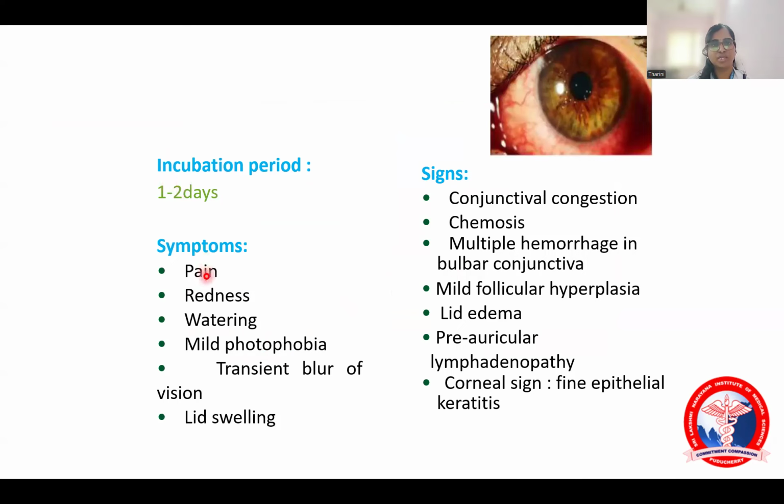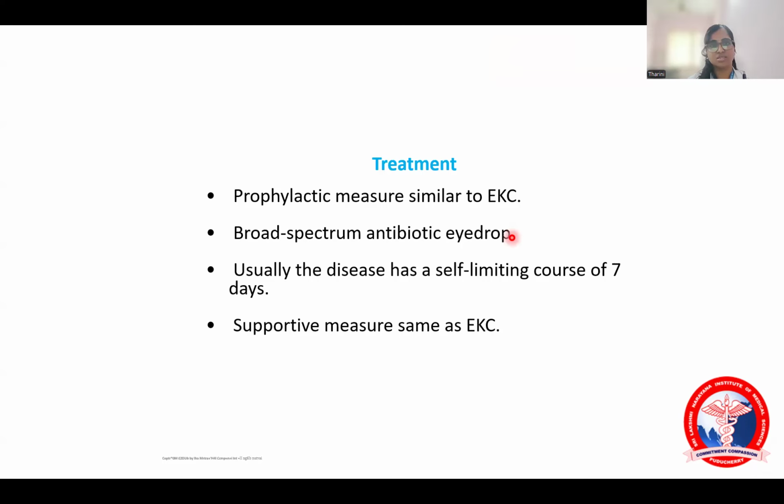The symptoms include pain, redness, watering, mild photophobia, blurring of vision, and lid swelling. Signs include conjunctival congestion, chemosis, multiple hemorrhages in the bulbar conjunctiva, mild follicular hyperplasia, lid edema, preauricular lymphadenopathy, and corneal signs include fine epithelial keratitis. Prophylactic measures are similar to epidemic keratoconjunctivitis. We give broad spectrum antibiotic eye drops to prevent superadded bacterial infection. Usually the disease is self-limiting, the course is only 7 days, and supportive measures are the same as epidemic conjunctivitis.